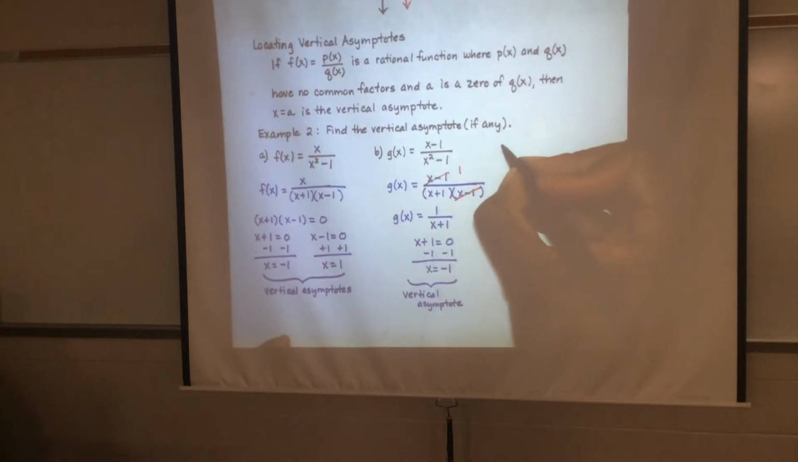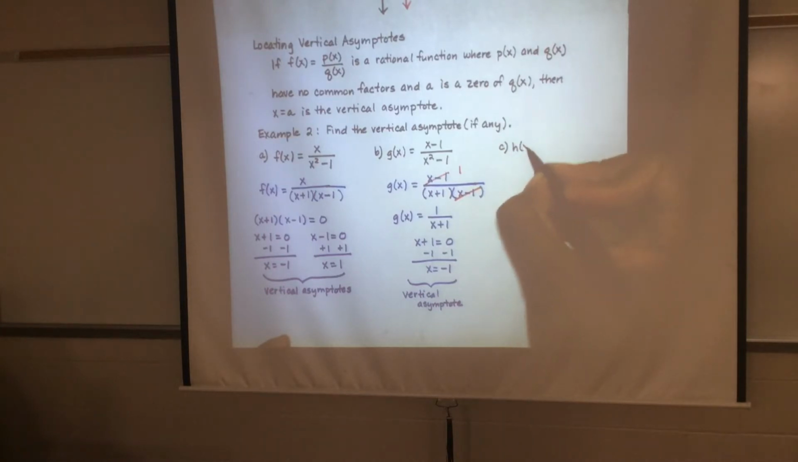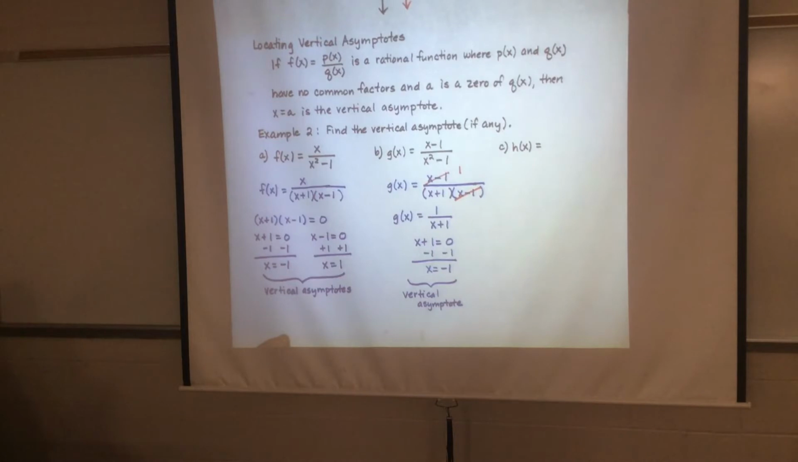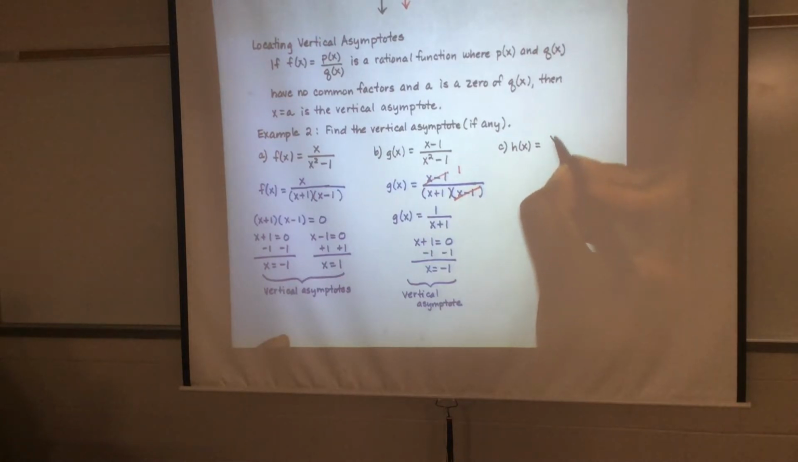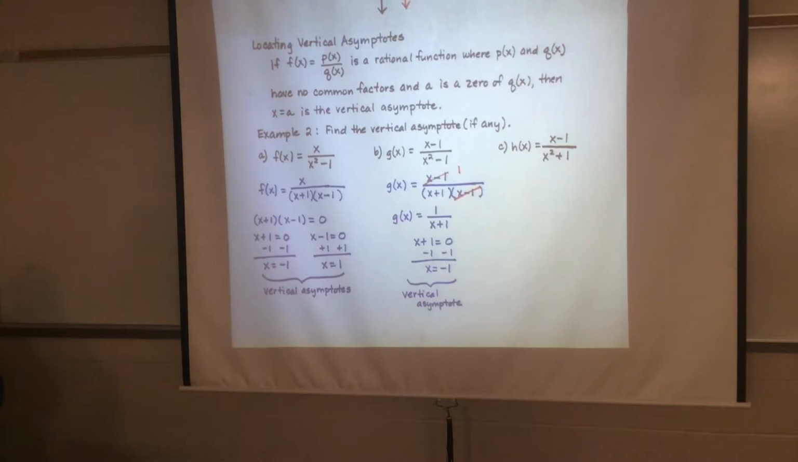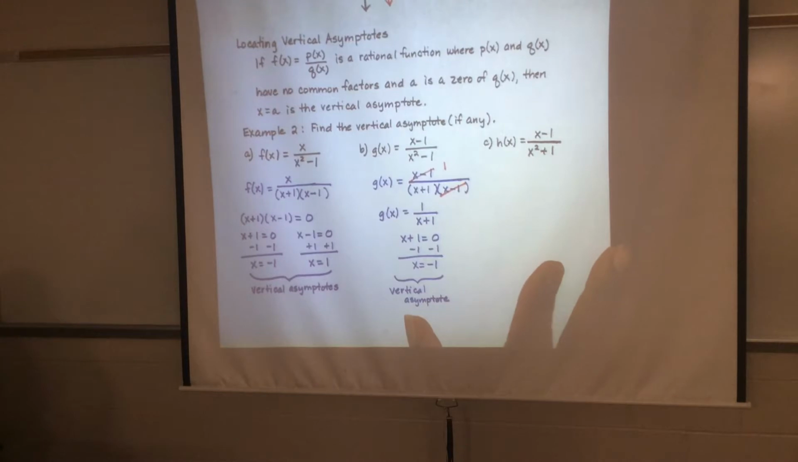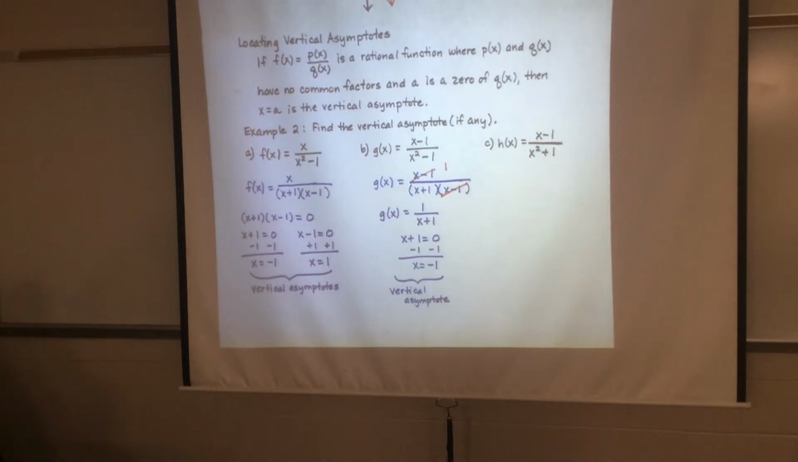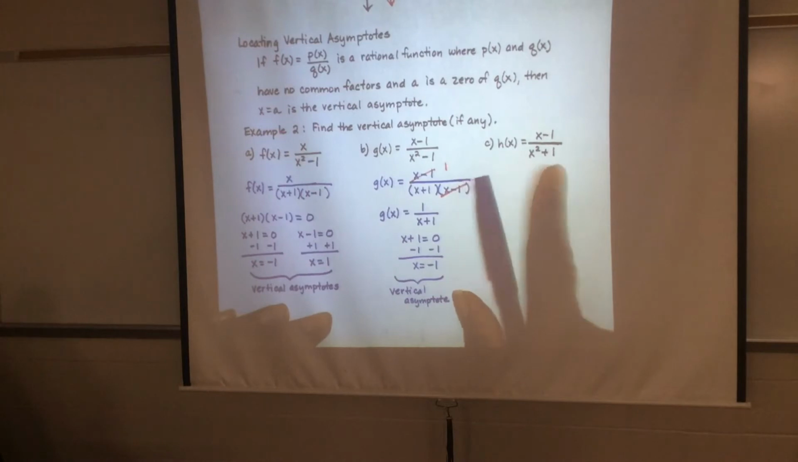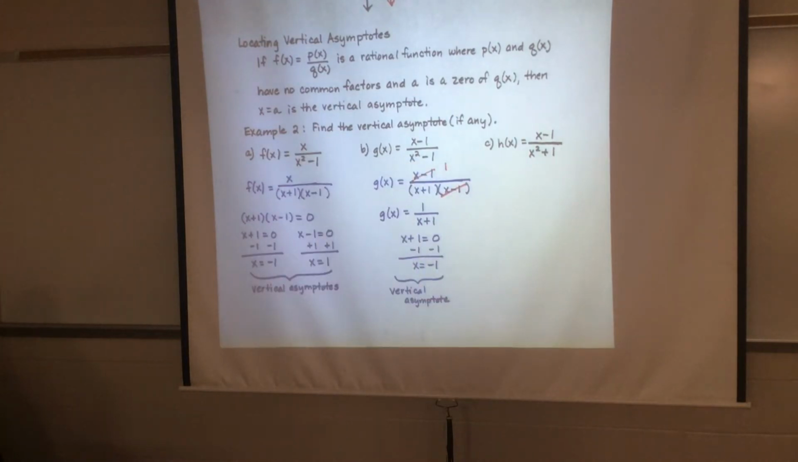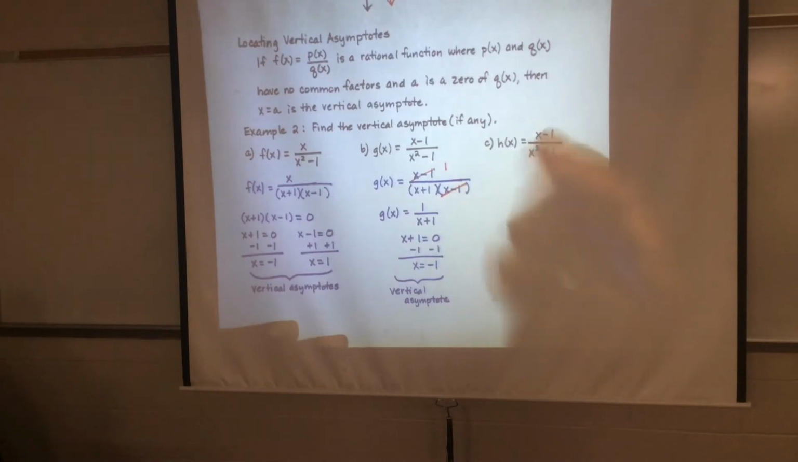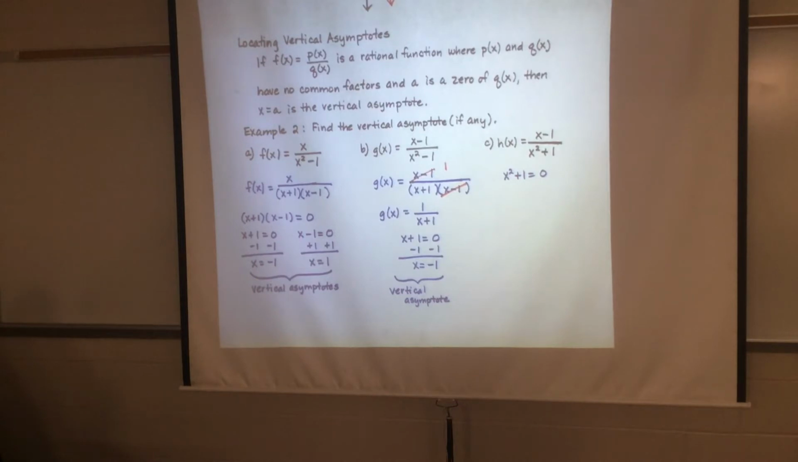Now part C. Here we got h of x is equal to x minus 1 divided by x squared plus 1. Now, in this case here, I need to take my denominator of x squared plus 1. Now, I can't factor the sum of two squares. I can only factor the difference of two squares. So, that x squared plus 1, I just have to set that equal to 0 and solve for x.